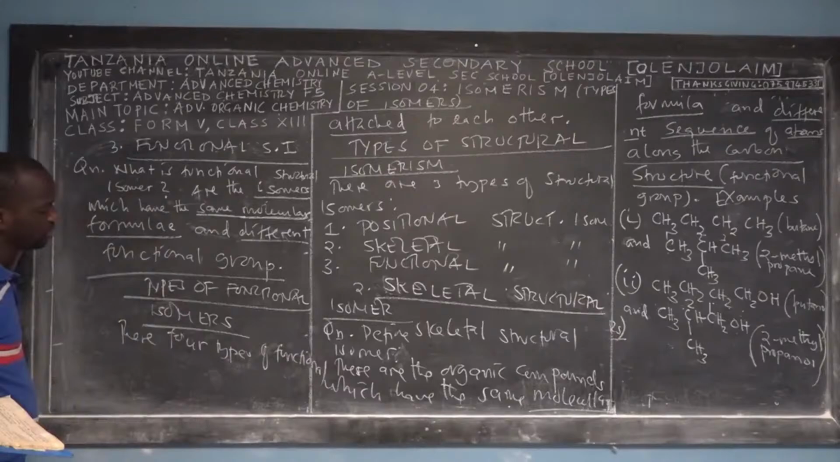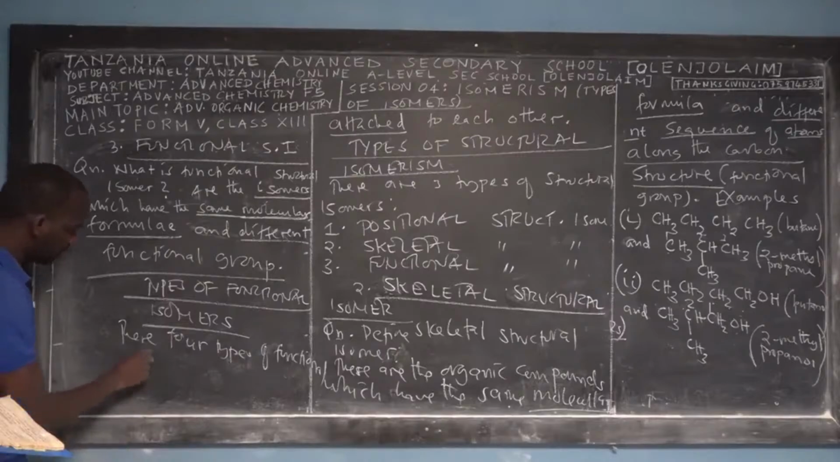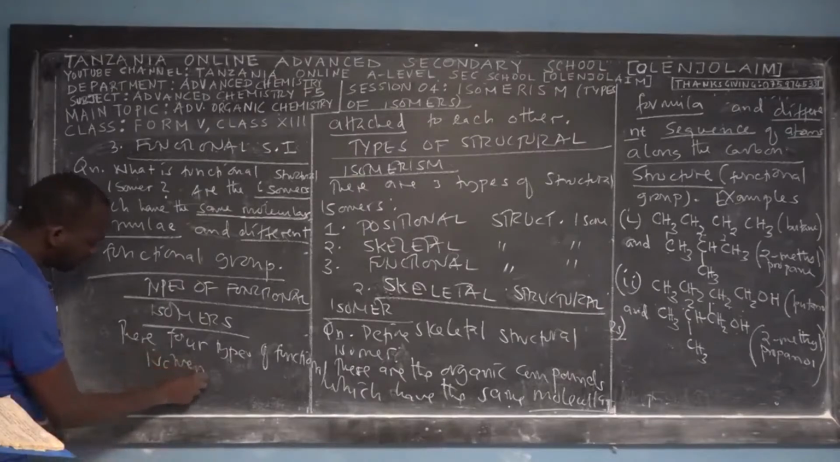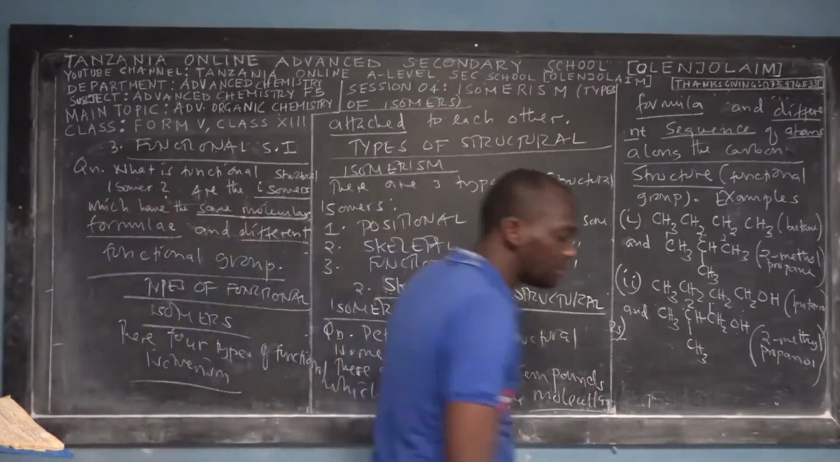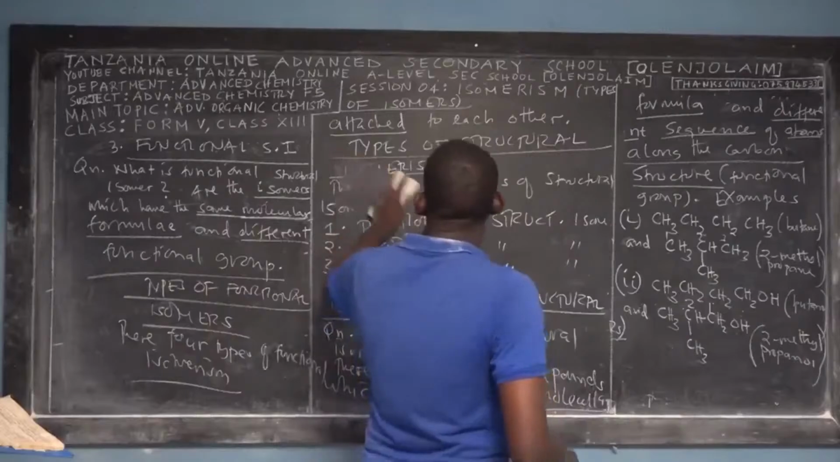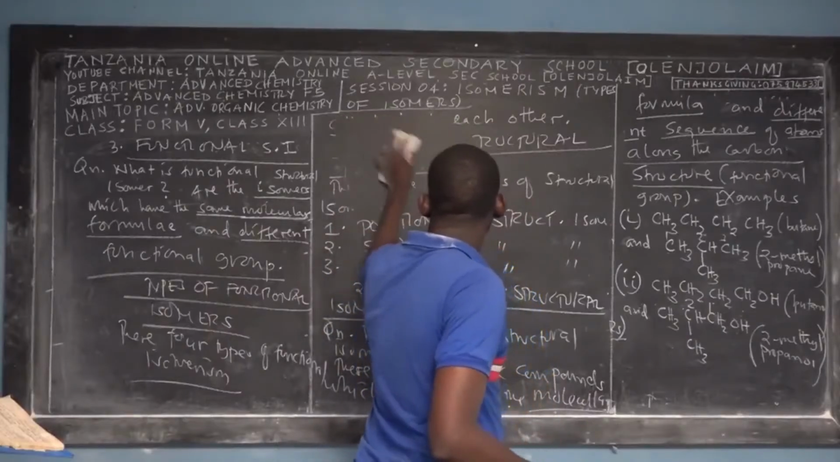Four types of functional isomerism. There are four types of functional isomerism. Every type, when I present it to you, I will give its example.